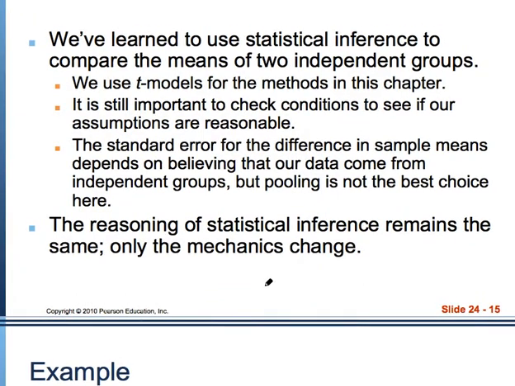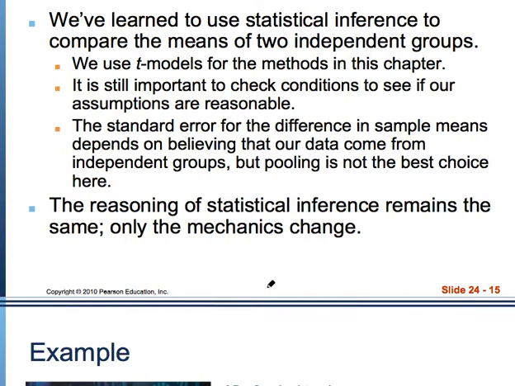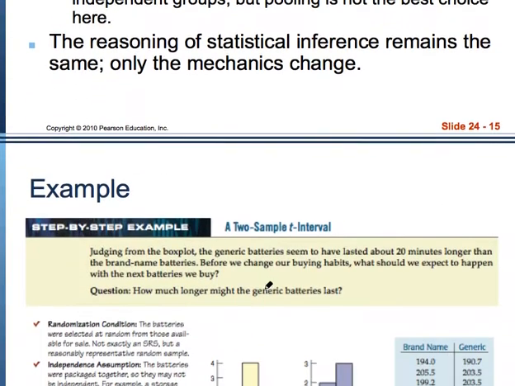We've learned to use statistical inference to compare the means of two independent groups. We use t-models for the methods in this chapter, so you're checking your conditions and you're using the standard error. We're not ever pooling. Okay, so the same 4 steps that you've been doing with hypothesis testing are exactly the same. It's just the wording is different and the mechanics are different. So let's go through an example.